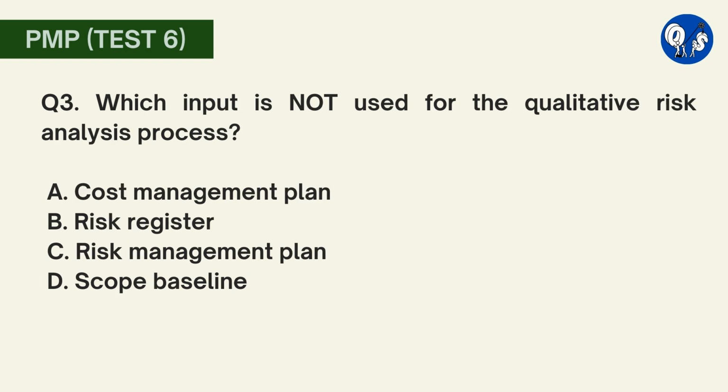Question number 3. Which input is not used for the qualitative risk analysis process? A. Cost management plan. B. Risk register. C. Risk management plan. D. Scope baseline. Here option A is correct. The cost management plan is an input for the perform quantitative risk analysis process. All the other answers are valid inputs for the perform qualitative risk analysis process.